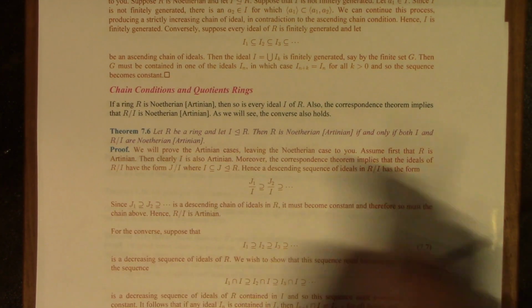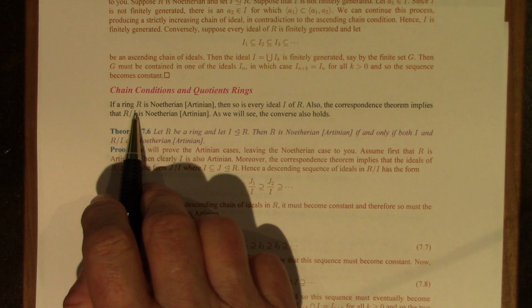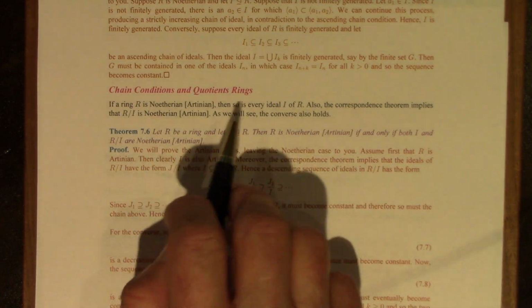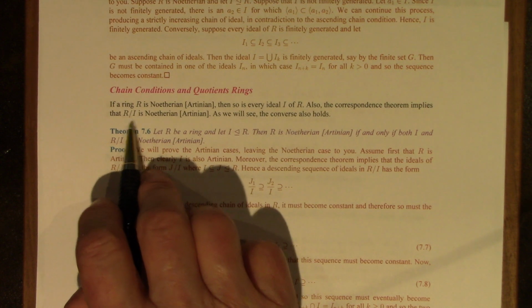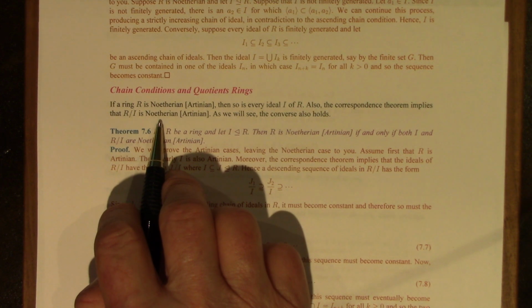If a ring R is Noetherian, so then is every ideal of R. We're just restricting the family of ideals to which the ascending chain condition applies. If it applies to the bigger family, it applies to the smaller family. Same thing's true for Artinian. In addition, if R is Noetherian and I is an ideal of R, then the quotient is also Noetherian. That follows from the correspondence theorem, and I'll let you think on that.